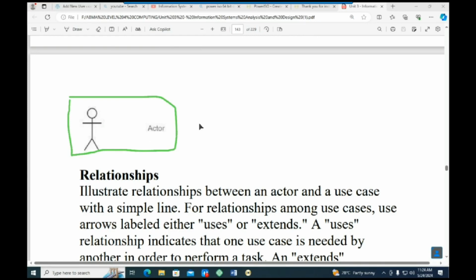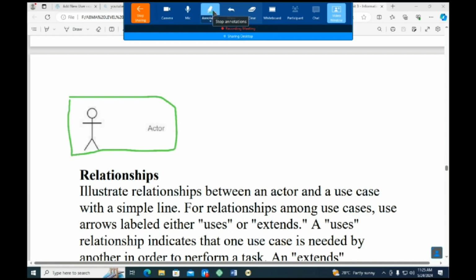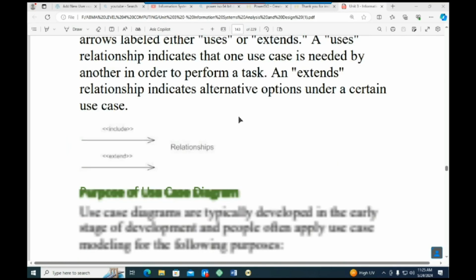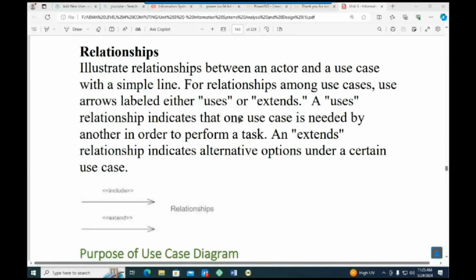And I have said the actors are normally put outside the system boundary. We have the use cases, which are normally shown using oval shapes. They are put inside the system boundary. Actors are shown using this symbol. They are put outside the boundary. Then we have the relationship. We need to show the relationship between this particular actor and this function. This person is playing a role in this system. So what is the relationship between this person and the role itself?